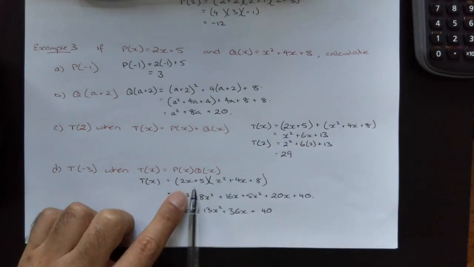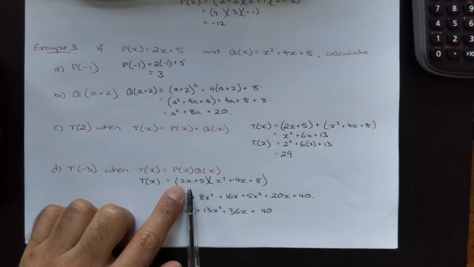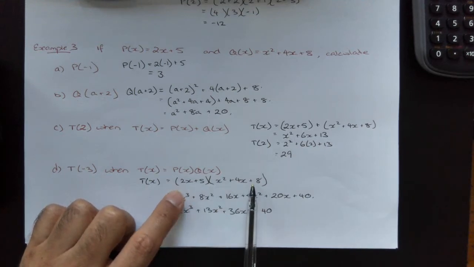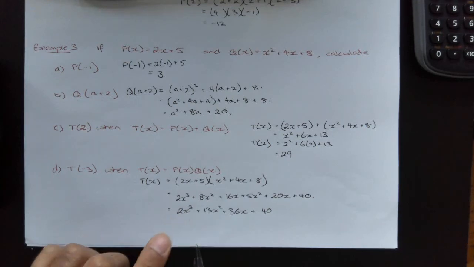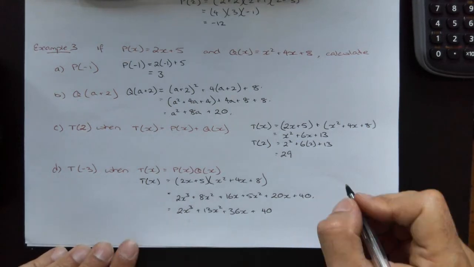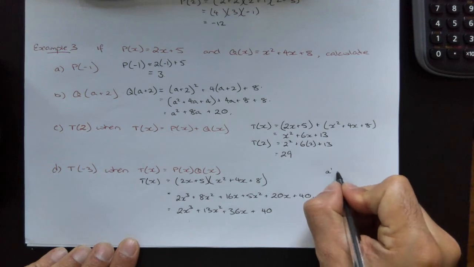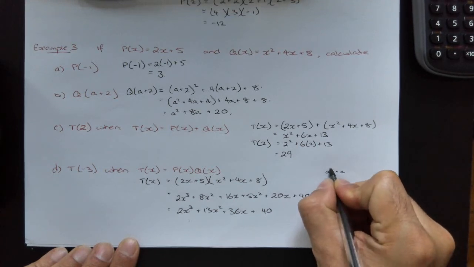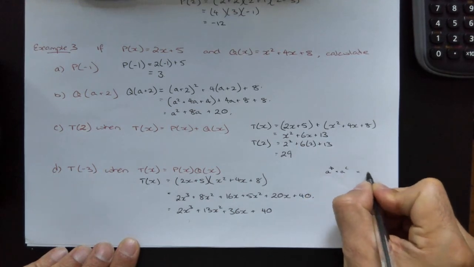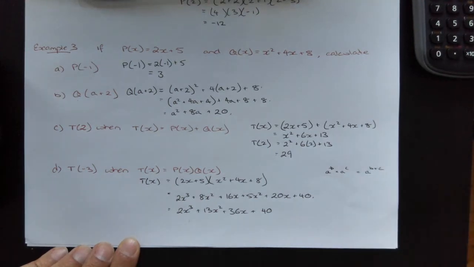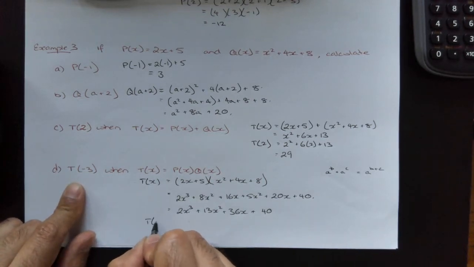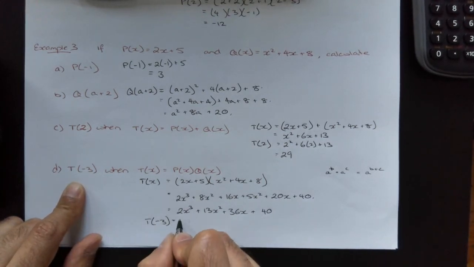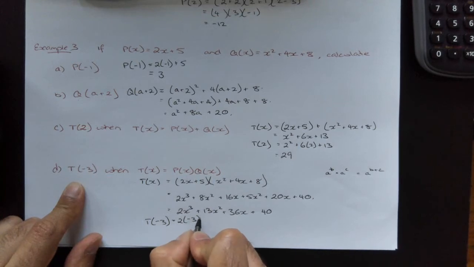So two polynomials, a polynomial of degree 1 and a polynomial of degree 2, multiplied together will give you a polynomial of degree 3. Think of your basic index laws. So you're going to add the powers. So we get a polynomial of degree 3. We want to find out what T of negative 3 is. So now I'm going to plug in negative 3 every time I see x.